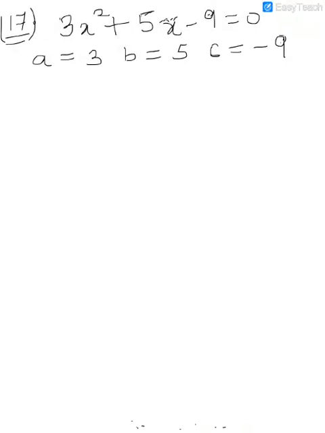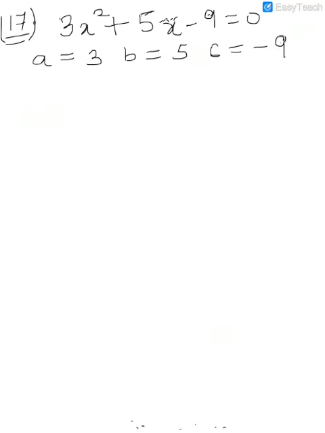Students, in this video I am doing solved example 17. So I have already written the question. 3x square plus 5x minus 9 is equal to 0, where a is equal to 3, b is equal to 5 and c is equal to minus 9. I have to give my answer correct to 2 decimal places.